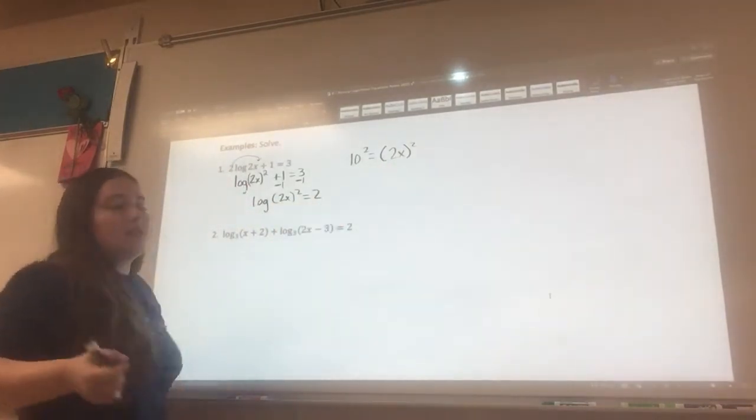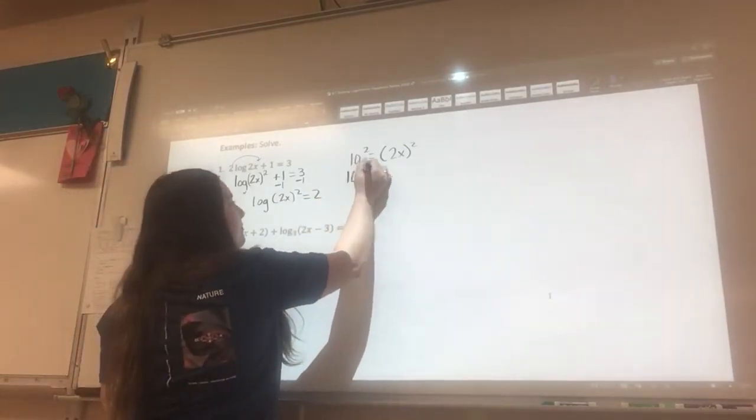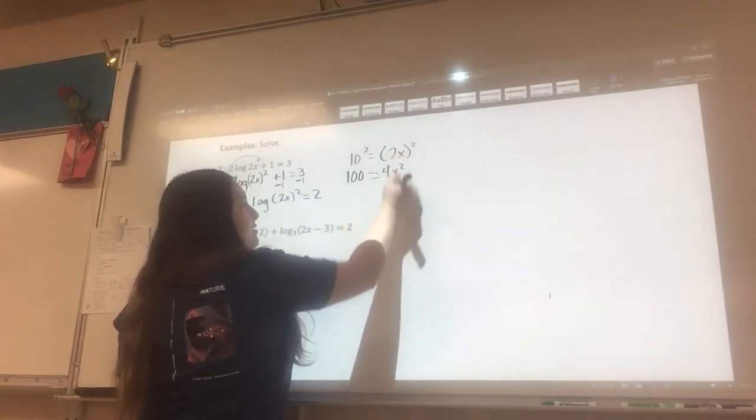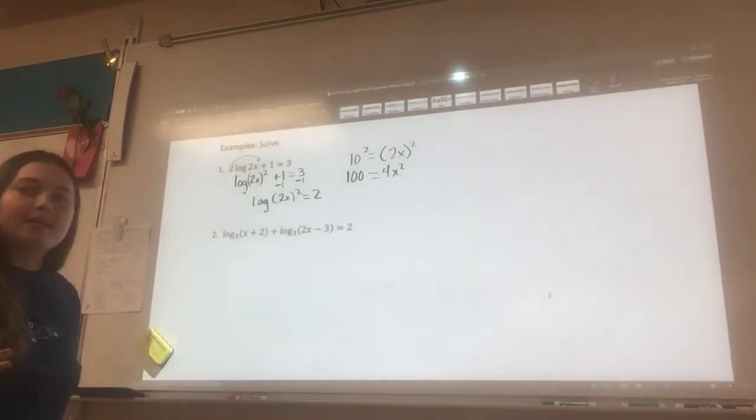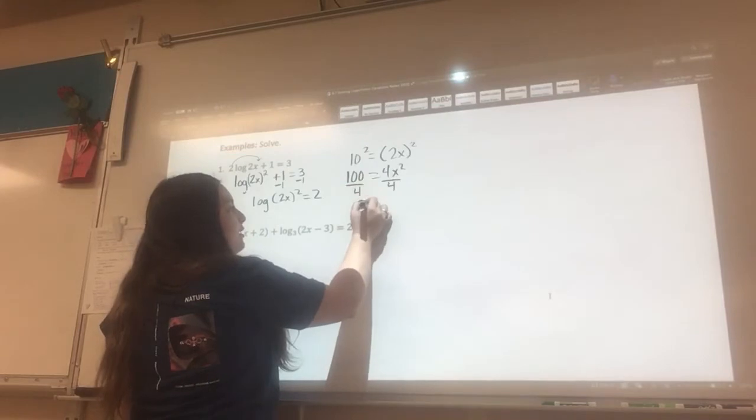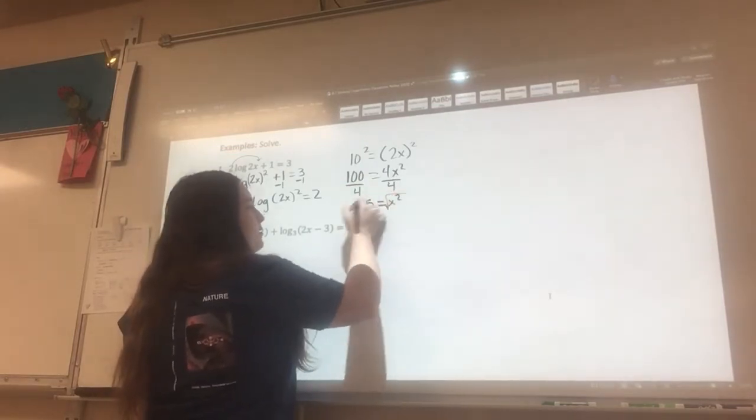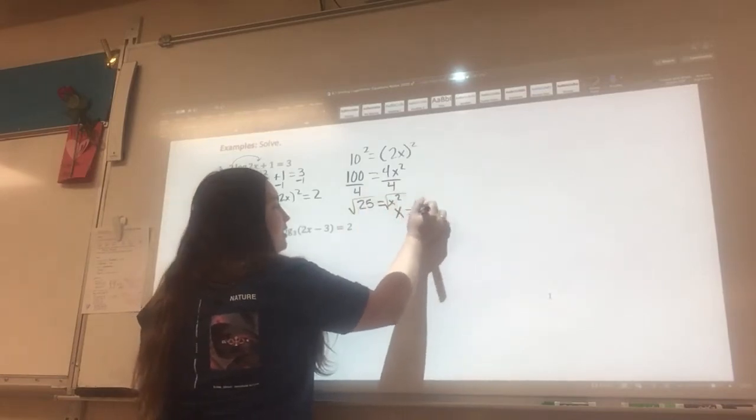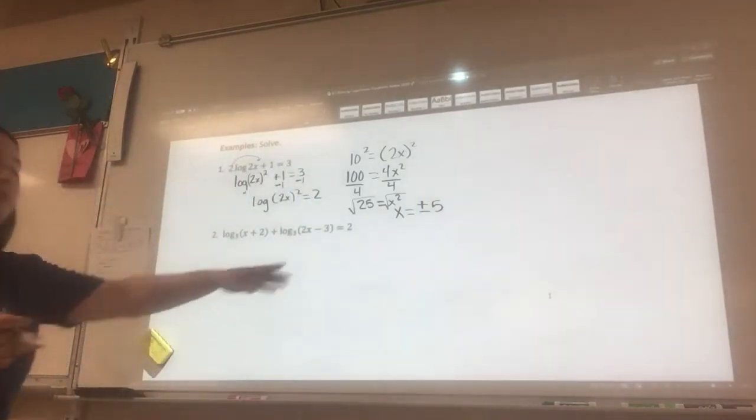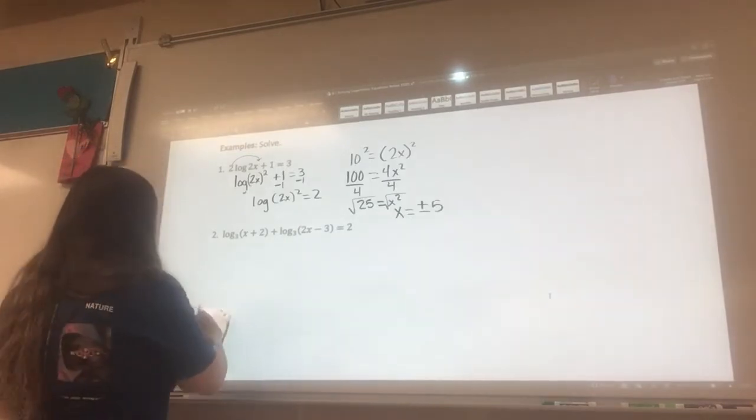So now it's just an equation. Can you solve for x? Well, 10 squared is 100. It equals now 2 squared, 4, and then x squared. Now I just need to get x all by itself. I'm going to divide by 4 to get 25 equal to x squared. To get rid of a squared, we take the square root, and we know x has to equal plus or minus 5. So we have our answers for x. Next step is we need to check, okay?